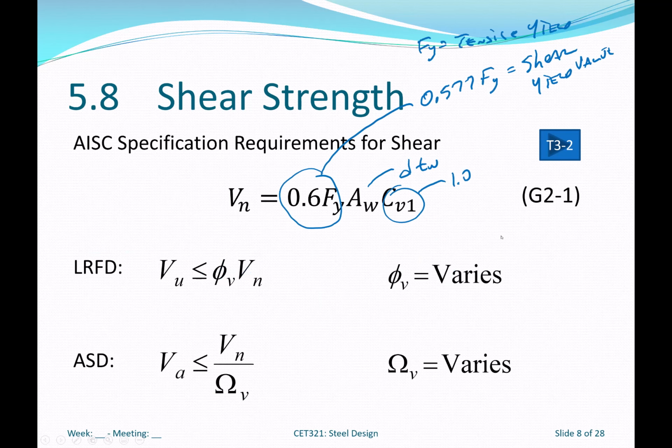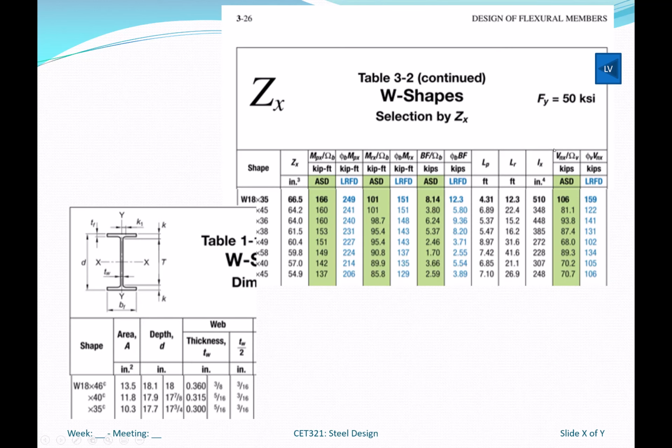So again, phi sub v is going to vary, but for W shapes, we're going to have phi sub v of 1.0 and omega of 1.5. So technically it varies, but for what we're dealing with, it'll always be 1 and always be 1.5. And then I'll also remind you of this table T3-2. I've referred to this previously, but way over here in the right hand column, there's our values.